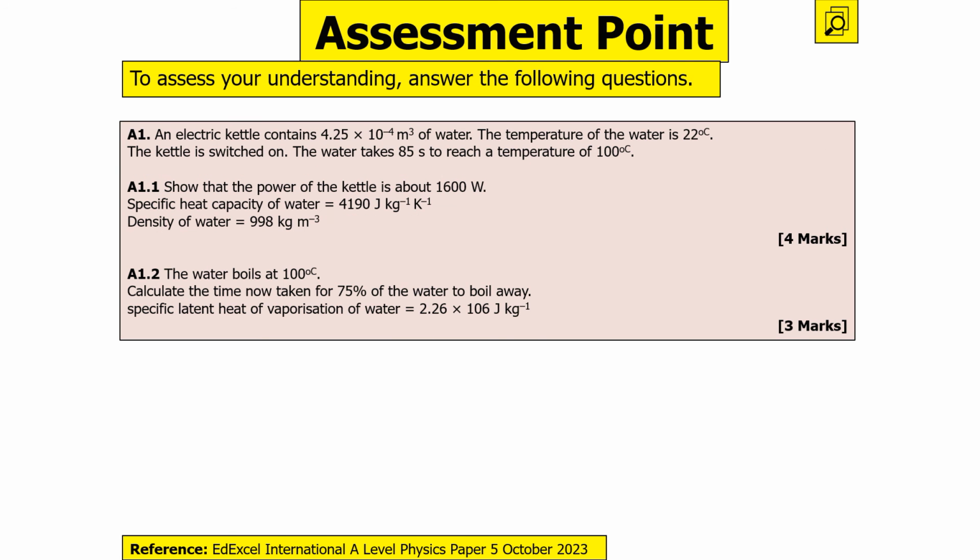The next question says, an electric kettle contains 4.25 times 10 to the minus 4 meters cubed of water. The temperature of the water is 22 degrees Celsius. The kettle is switched on. The water takes 85 seconds to reach a temperature of 100 degrees Celsius. Show that the power of the kettle is about 1600 watts. Then the water boils at 100 degrees Celsius. Calculate the time now taken for 75% of the water to boil away. So pause the video now, then unpause the video when you want to go through your answer.